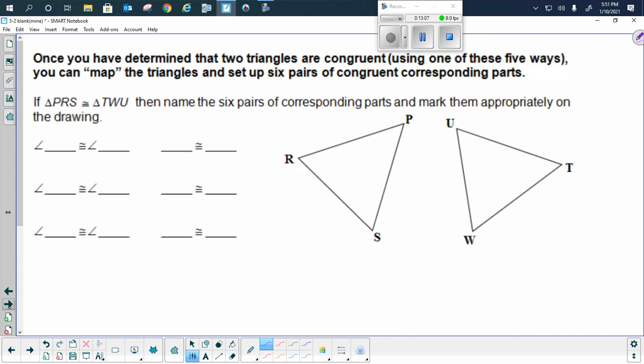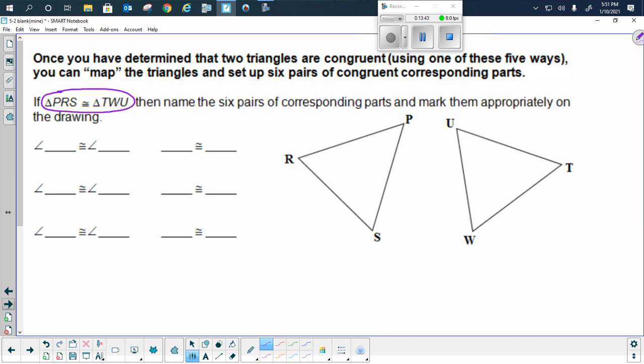So last but not least, once you've determined that two triangles are congruent, remember we said that the congruent statement is what's most important. Then using one of those 5 ways, you can map the triangle and set up 6 pairs of congruent corresponding parts. So here you go. If you've got this statement right here, that's the key. That should tell you everything. If triangle PRS is congruent to triangle TWU, then name the 6 pairs of corresponding parts and mark them appropriately on the drawing.